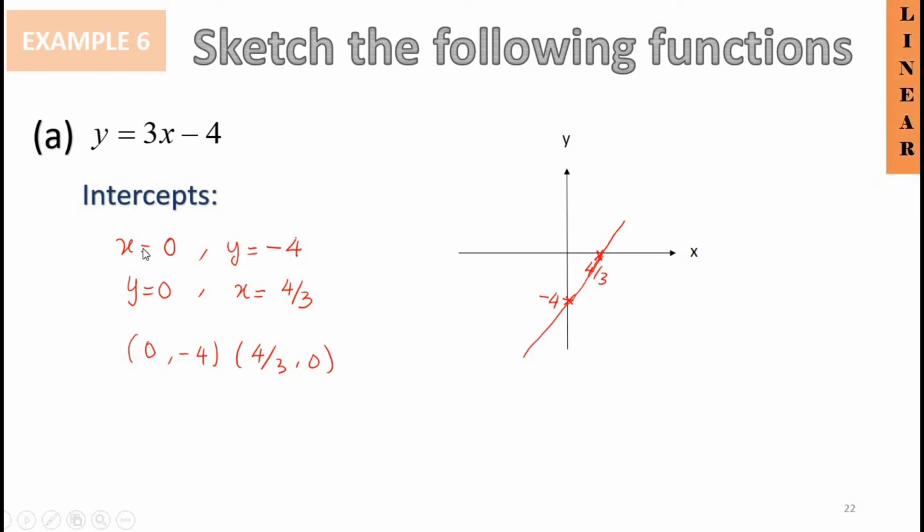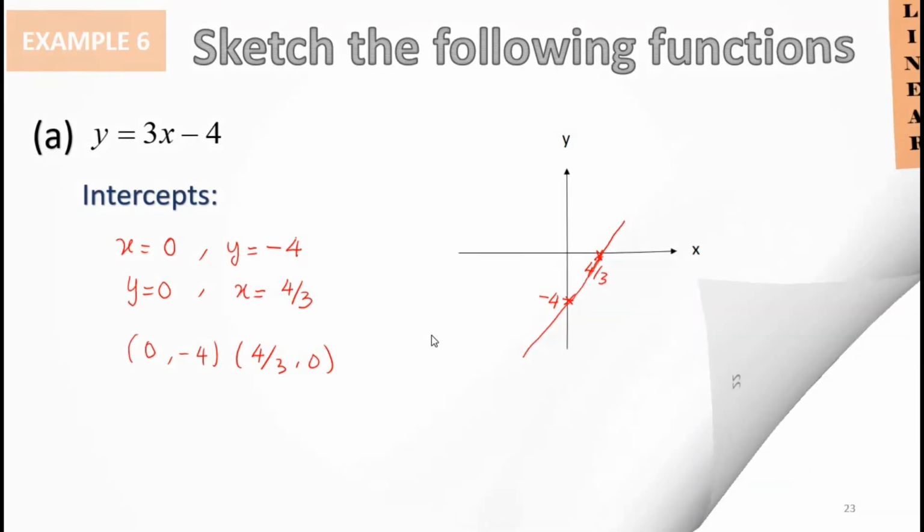So when x is equal to 0, you get y is equal to negative 4. This is the y-intercept. When y is equal to 0, you get x is equal to 4 over 3. This is the x-intercept. Then you just plot into the graph. So you get a straight line. This is a linear function.